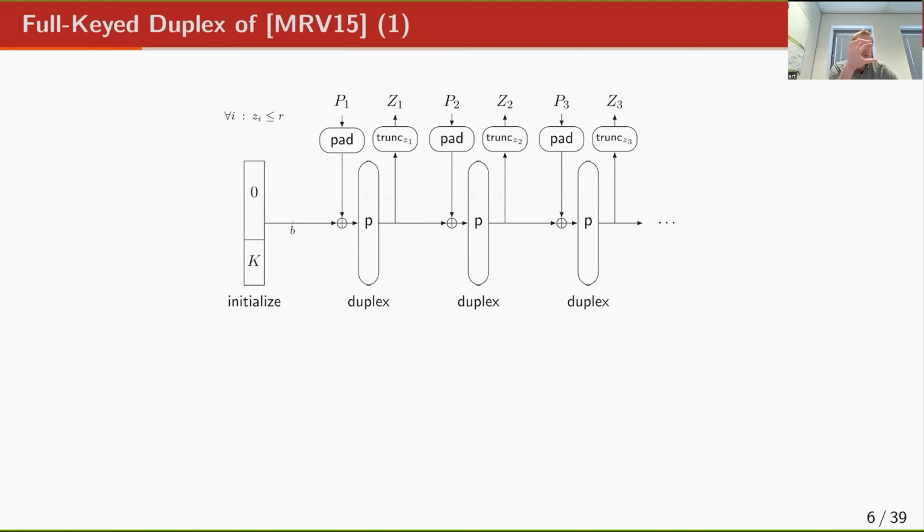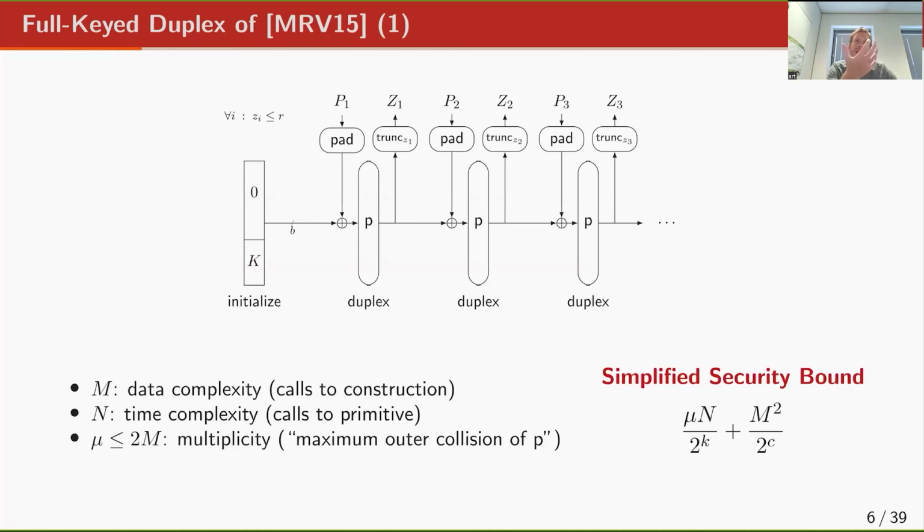And if we go back to this history, this is the original construction of the full keyed duplex from me, Reyhanitabar, and Vizár, 2015. What we see here is we had a bound of roughly this. So this is a simplified bound. What this means is we have an initialization interface and a duplexing interface. You can do initialization, which means you initialize the state. You can do duplexing, where you absorb the plaintext, you squeeze, just the way you want it in your implementation.